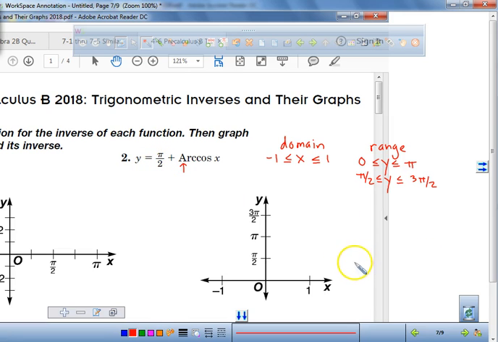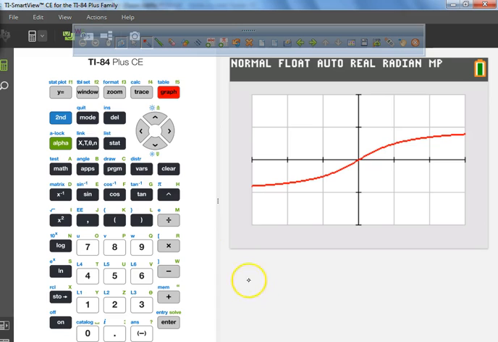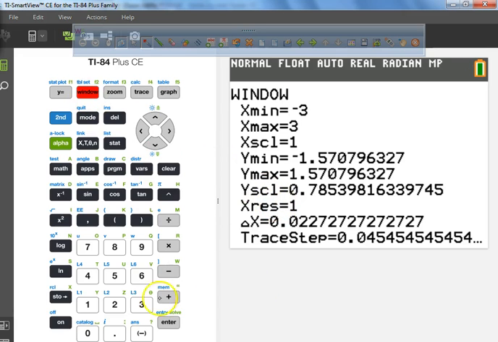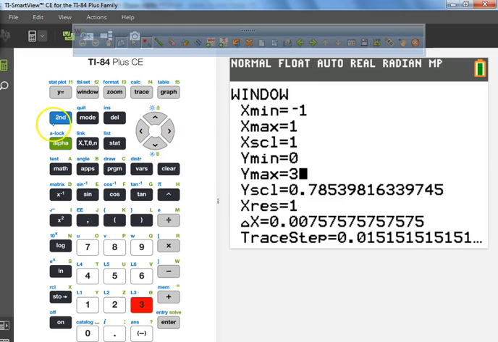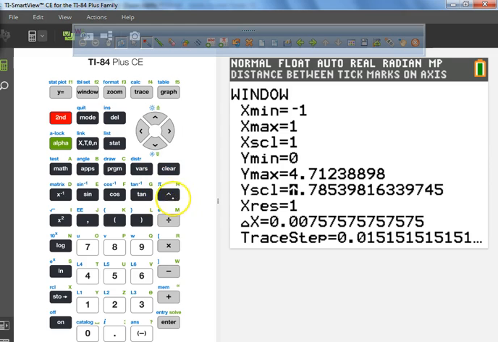So here's what I want you to do. We're going to make this graph in your graphing calculator. Go to Window. We're going to go from -1 to +1. And the x scale is 1. We're going y minimum, go to 0, and the y maximum, 3 pi over 2? 3 pi divided by 2, and the y scale is at pi divided by 2.